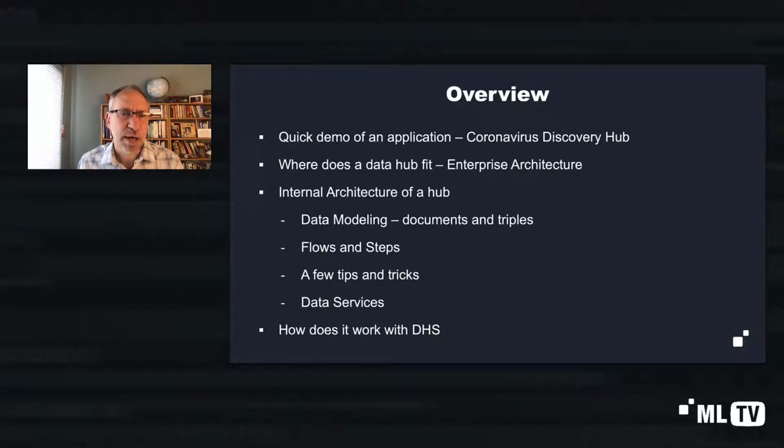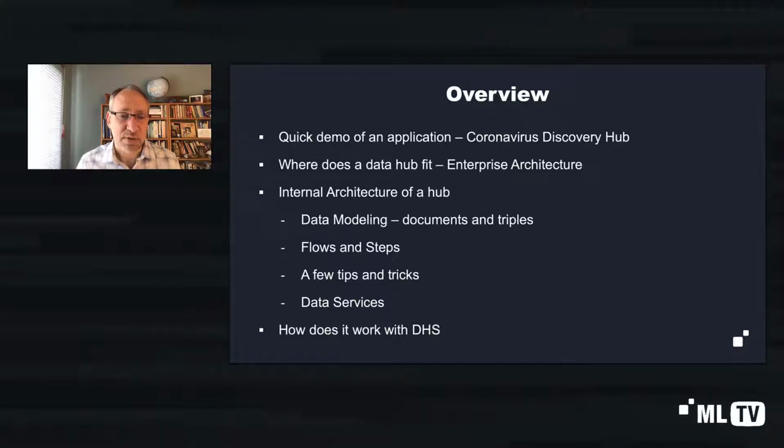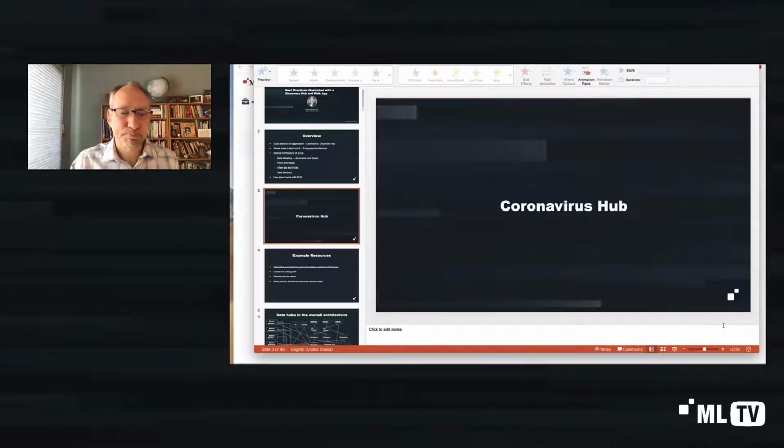And then I'll talk about where the data hub fits in the enterprise, and then dig in and spend most of our time on the internals of the data hub, architecturally: how to organize things, what kind of patterns to use, how to model the data, some small tips and tricks that just don't seem to fit anywhere else but are useful to know, and how to expose things with data services. And a little bit about how to do this within Data Hub Service. And all this within the context of this example app that I'll show now. So let me switch.